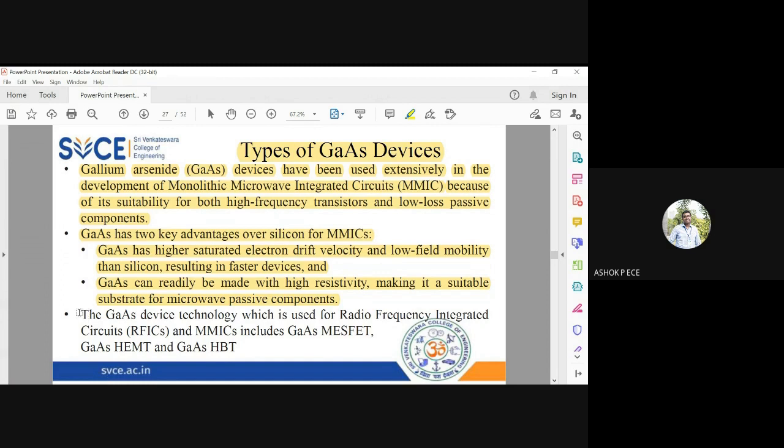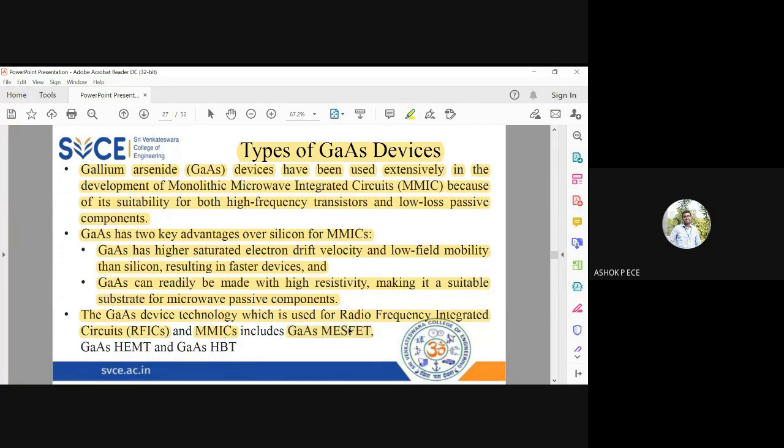So there are many gallium arsenide based devices which are used. One is mainly radio frequency ICs, RFICs. The RFICs are used at very high frequencies, and MMIC in microwave. So for the microwave specific band, you call it MMIC, but anywhere above 1 gigahertz I'm going to call it RFIC, or radio frequency integrated circuits, including what are those devices?